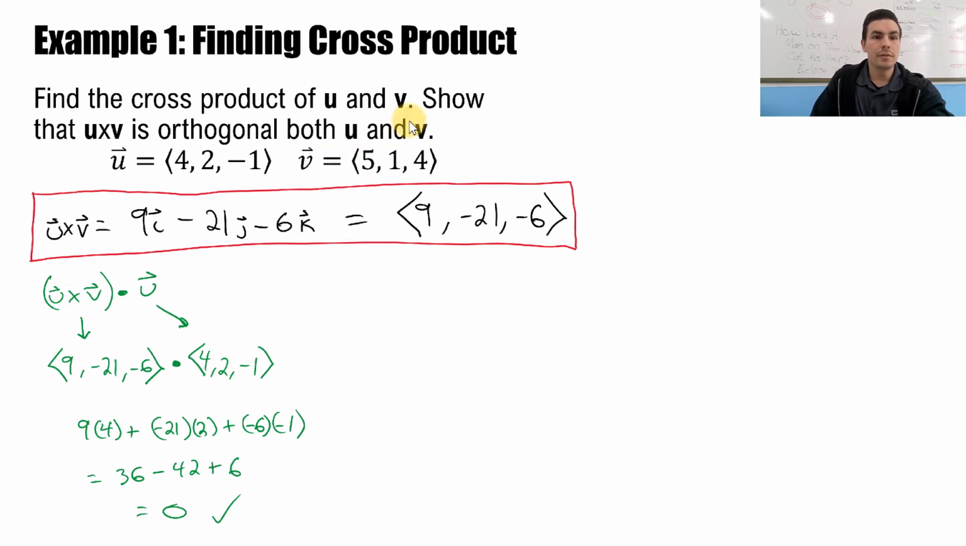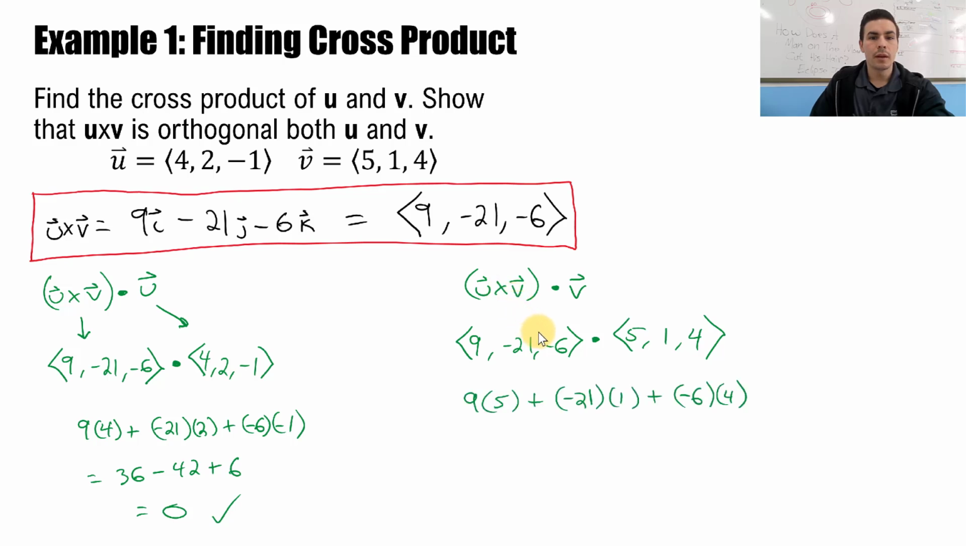So now we just need to do the same thing, but with vector V. Take the dot product. Again, we're given V. We found U cross V. Take the dot product. We've got 45 minus 21 minus 24. That's going to be 0. So that checks out. U cross V is orthogonal to both of our original vectors.